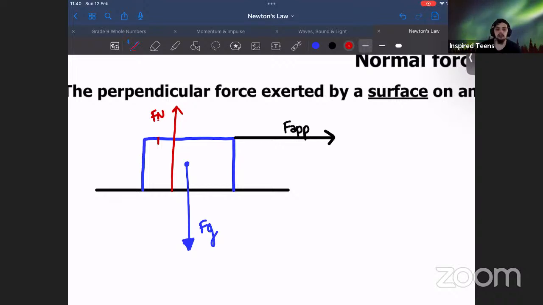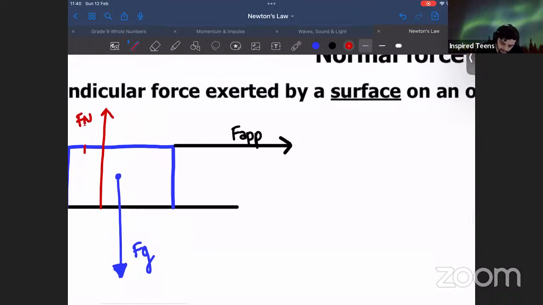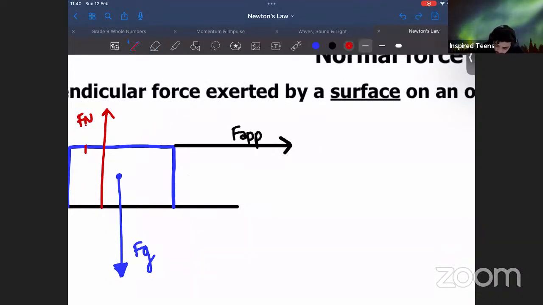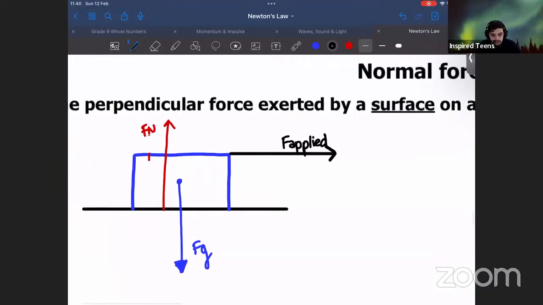What is F applied? F app is force applied, so any type of applied force. In this case, it's a box on a surface, and there's an arrow moving to the right, which is indicating an F applied, or FA. Many people just use FA, which is indicating a force to the right. So it's like a pulling force. Something is pulling this box to the right.